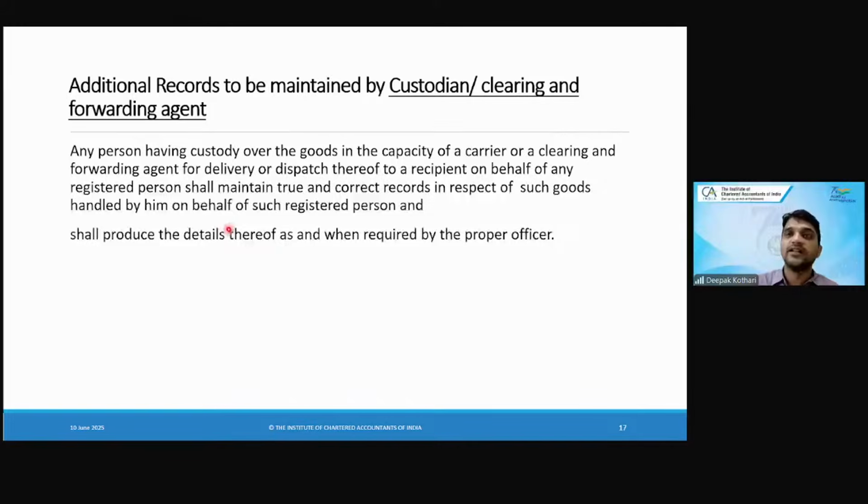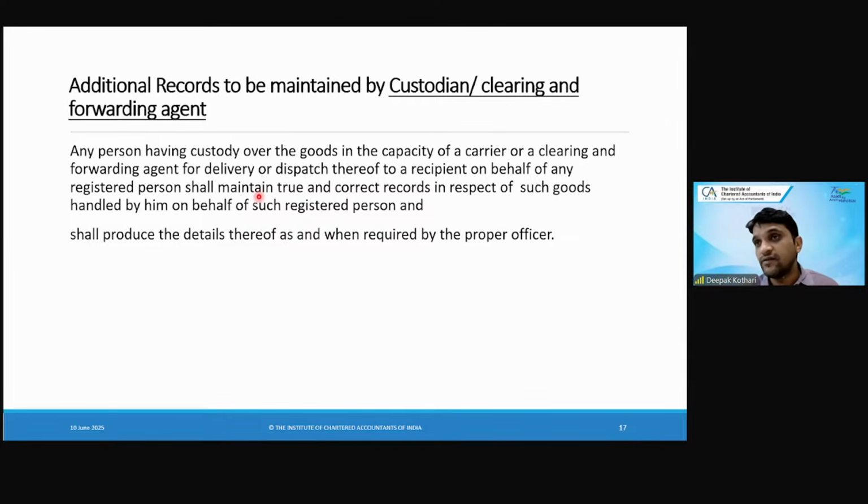Import I have done, but customs he will fully handle it. Who will handle it? This clearing and forwarding agent. So he has to maintain proper records of what goods he has cleared and how he has dispatched them to the customers. And he shall produce these records to the officer as and when required.